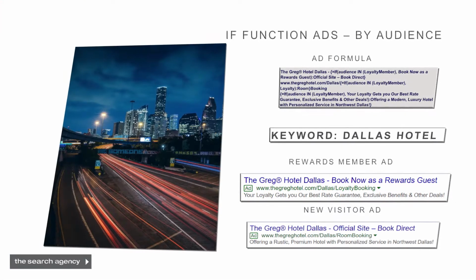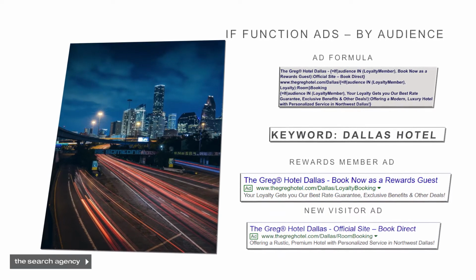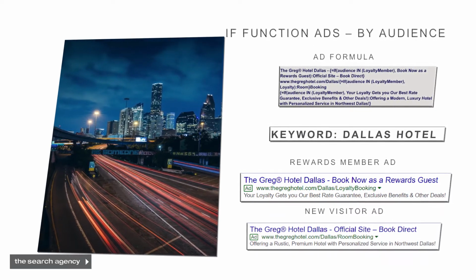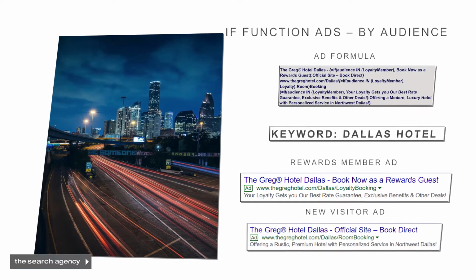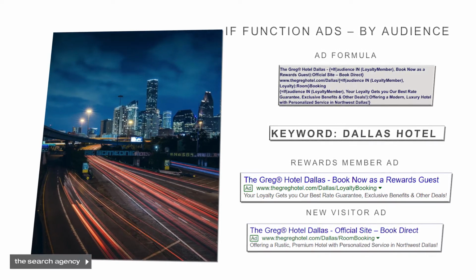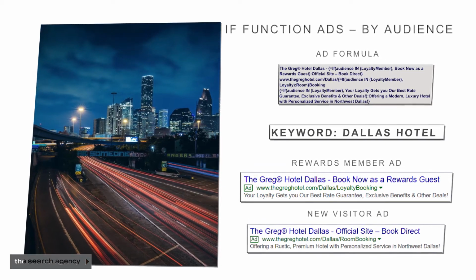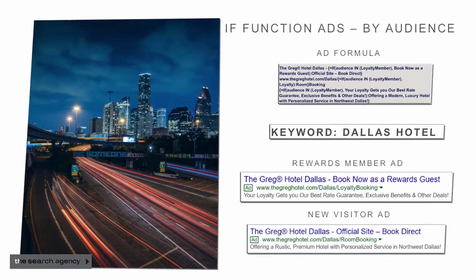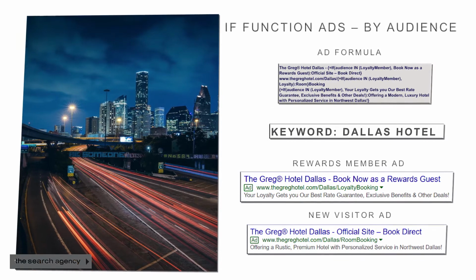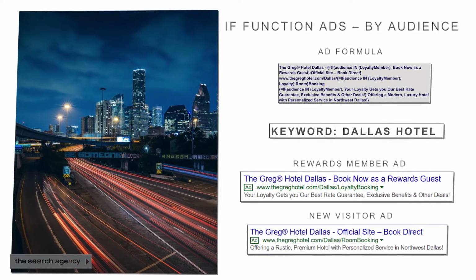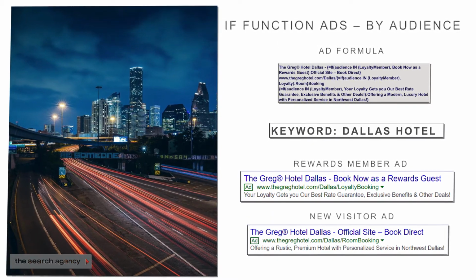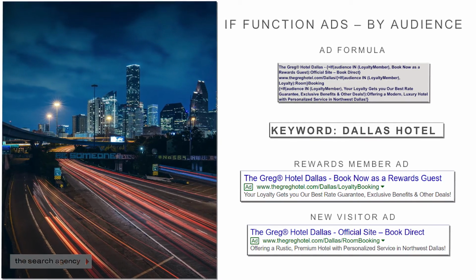In this example, we have one specific audience we're interested in communicating to, our rewards members. Everyone else who searches Dallas hotels should see a generic ad. Using the formula function, we can reference our rewards members audience and display messaging that highlights the benefits of being one of our rewards members. Otherwise, any non-audience user who searches Dallas hotels will see our generic ad messaging, which basically just highlights the amenities and the style of our hotel.